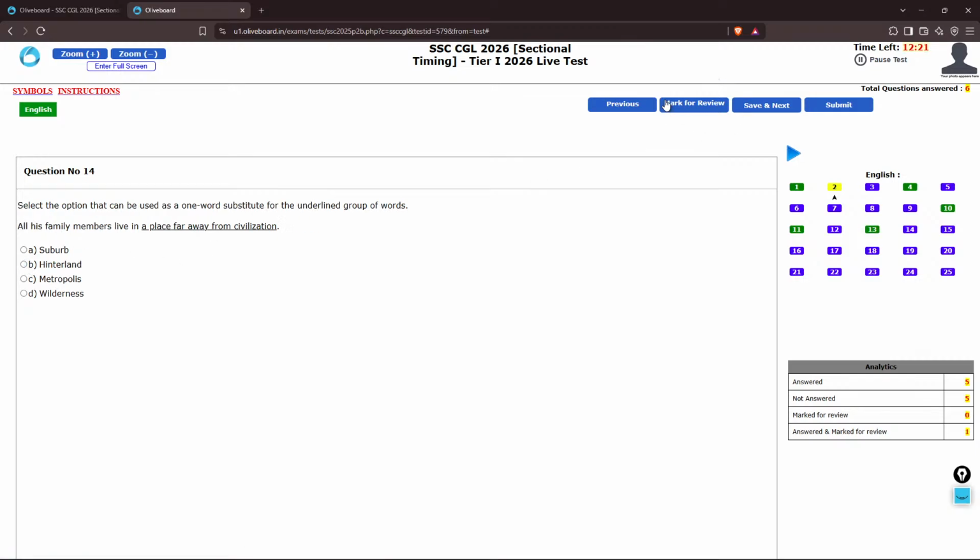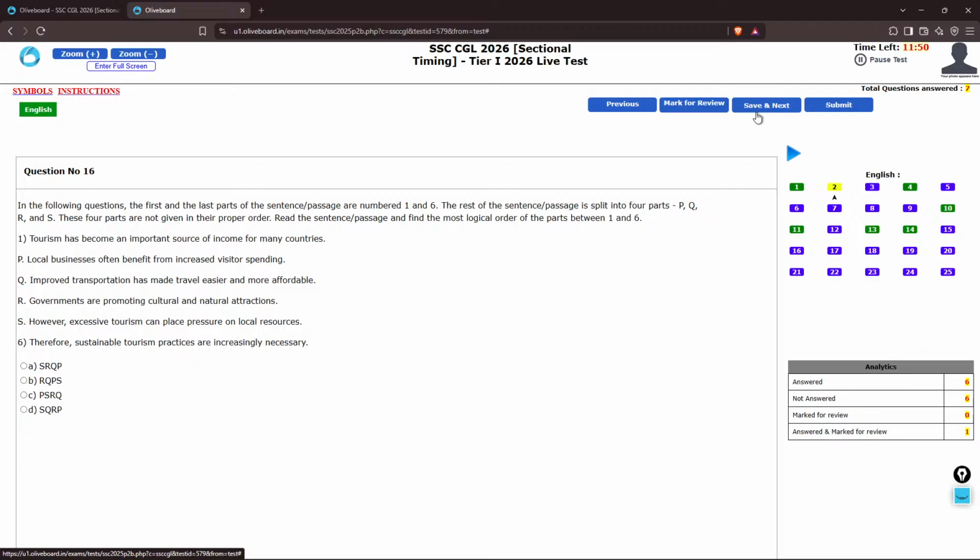All his family members live in a place far away from civilization. Suburb, hinterland, away from civilization, like not metropolis, wilderness, no. I think hinterland may be the word. Suburb is something that's not away from civilization. So describe, palpable, disparage, idea. Okay.